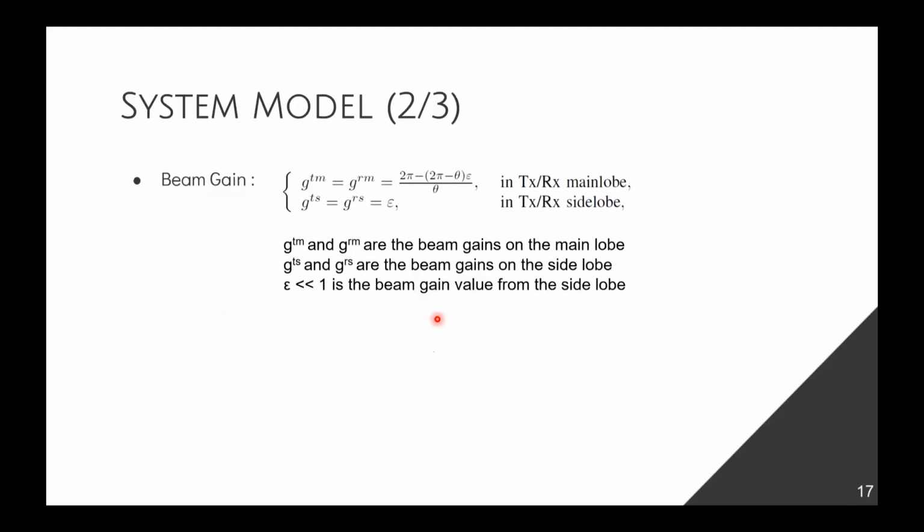This is the formula that is used to calculate the beam gain. This is the gain for the main lobe for the transmitter and receiver. That is the same for the assumption. And this is the gain for the side lobe for the transmitter and receiver. And the value of epsilon here is far less than 1, it is the beam gain value for the side lobe.